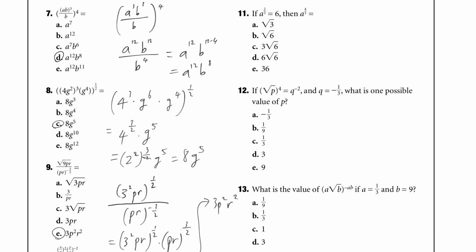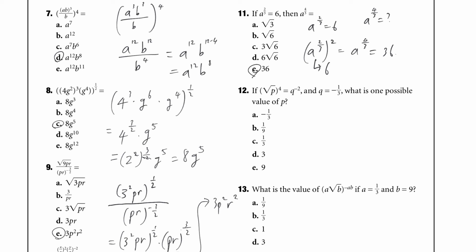Moving on to question number 11. a to the power of 2/3 is equal to 6, and they're asking what is a to the power of 4/3? Well, this is the same thing as saying a to the power of 2/3 all to the power of 2, because when I multiply the exponents, I get a to the power of 4/3, right? And we know what this is. It's 6. So 6 squared is 36. E.